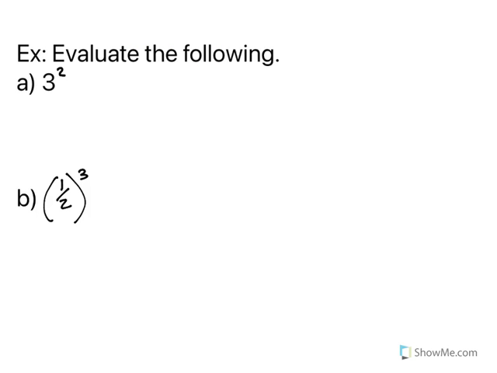Now let's evaluate some of these. So 3 squared. Sometimes you'll just know these things, right? You'll say, oh, 3 squared, I know what that is. But if you don't, you can say, well, 3 is my base, and I'm multiplying it by itself twice. So 3 times 3 is 9.